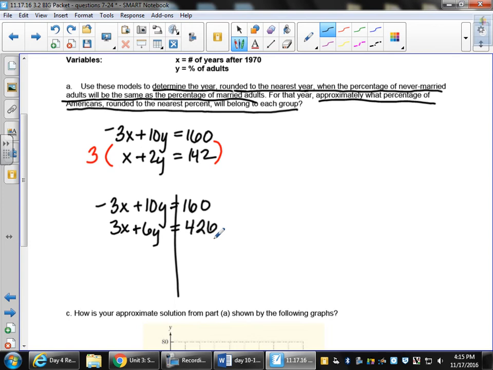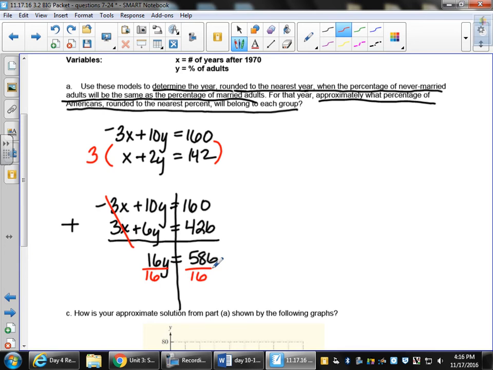If we've chosen a correct approach with what we multiplied by, something should cancel. It does. Negative 3x, let's put a plus sign out here, adding these together. Negative 3x plus 3x is gone. 10y plus 6y is 16y. And 160 plus 426 is 586. Divide both sides by 16.